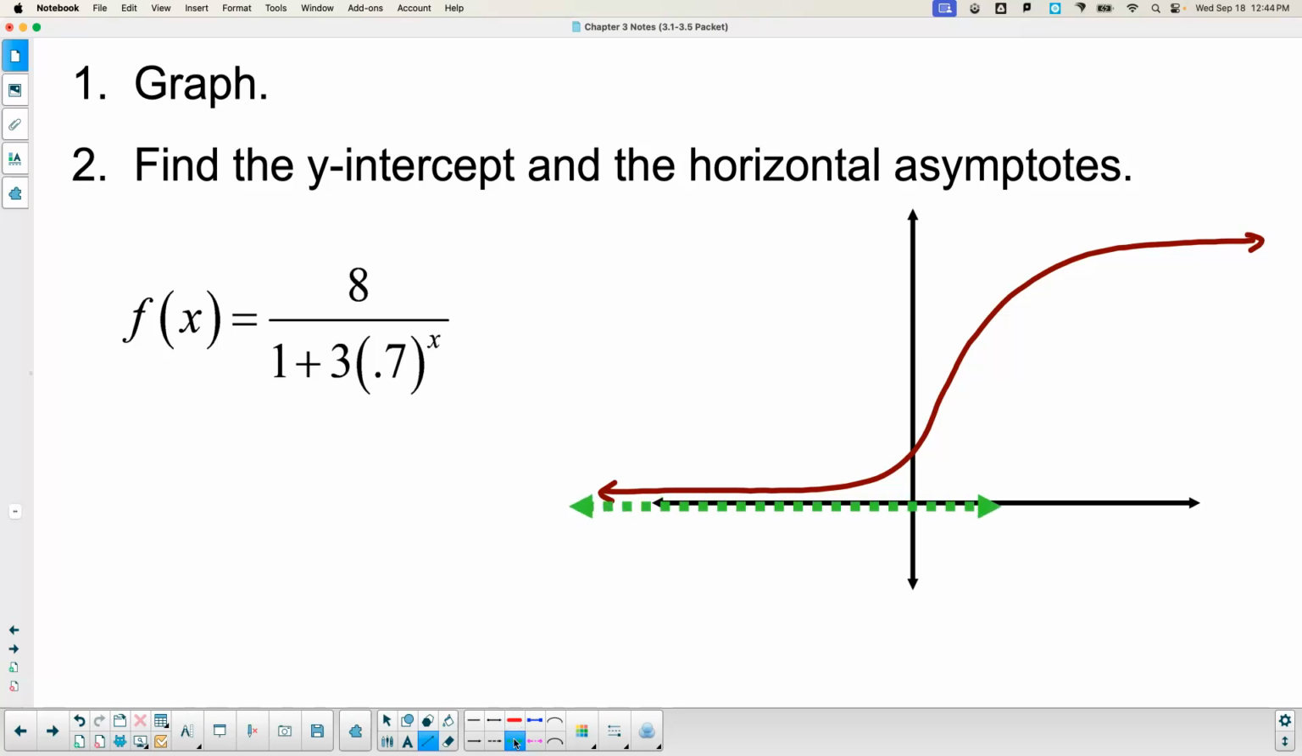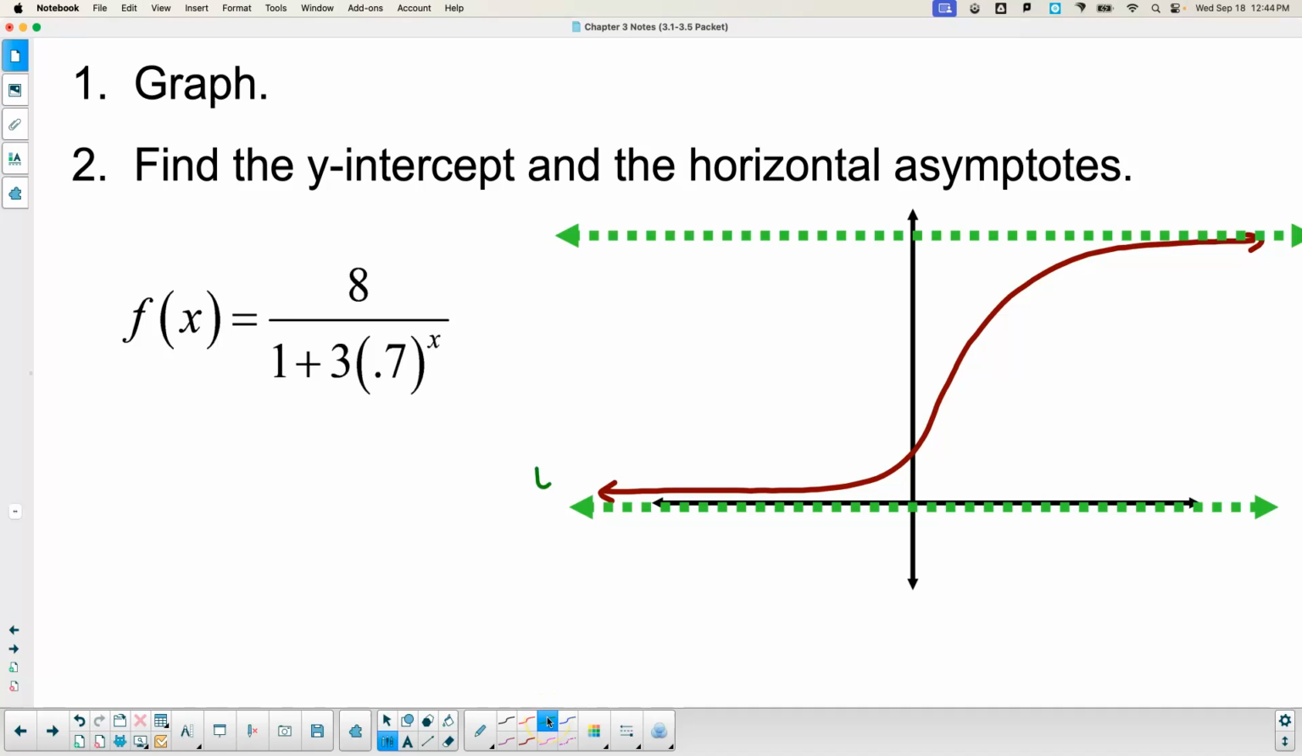So add in your two asymptotes. I always like to label my asymptotes also. Okay. And what's the easy point to find, I should say? Sorry, I forgot to say point after what's easy to find.